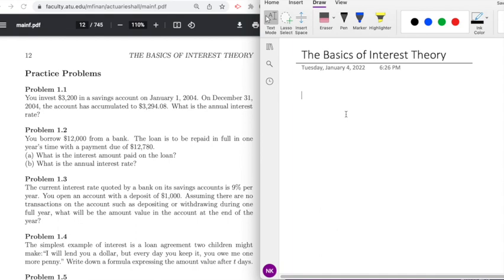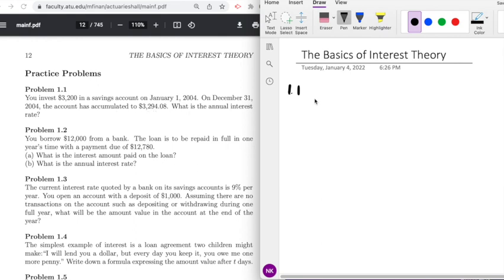Today I'll be going over the basics of interest theory for exam FM. So starting off with question 1.1. If you invest $3,200 in a savings account on January 1st, 2004, on December 31st, the account has accumulated to this number. What is the annual interest rate?